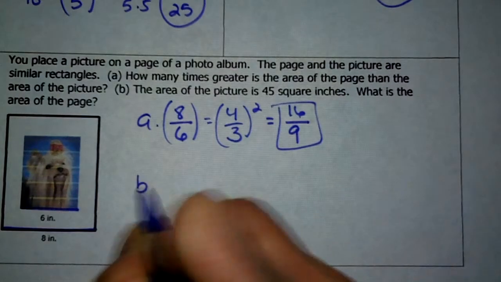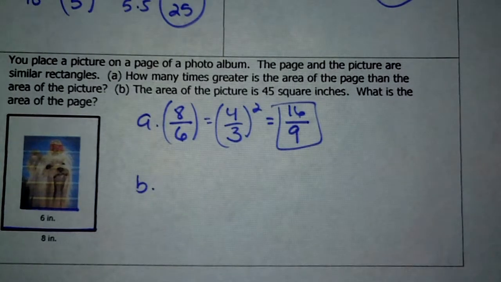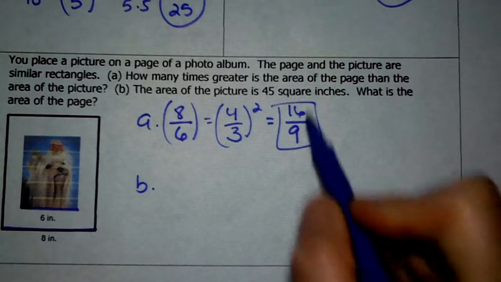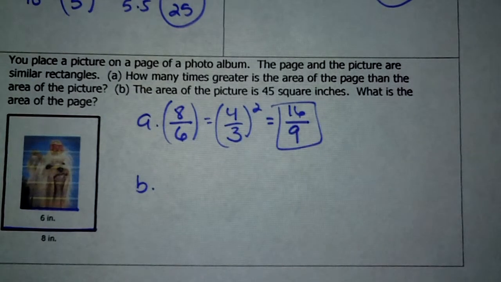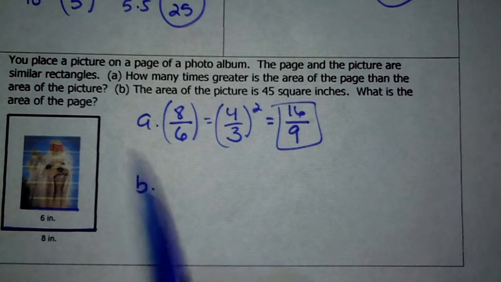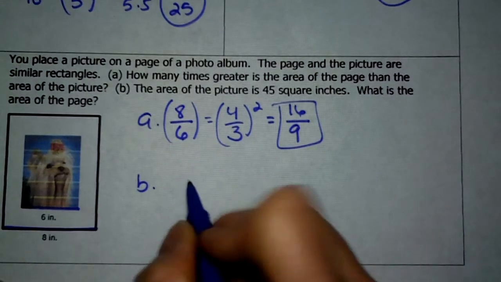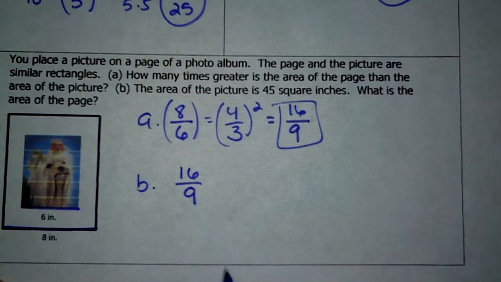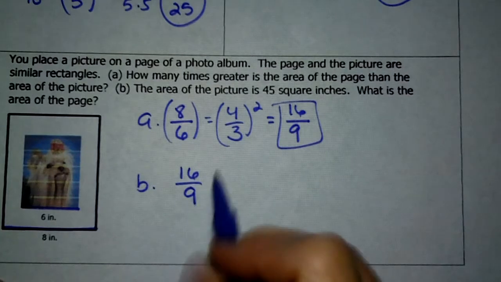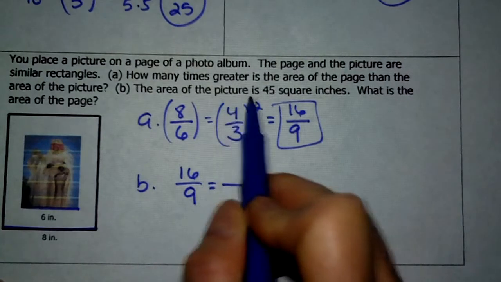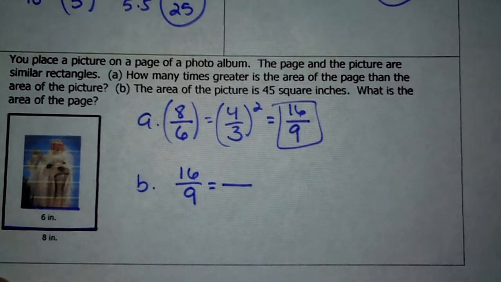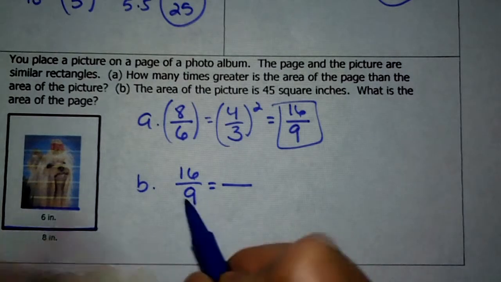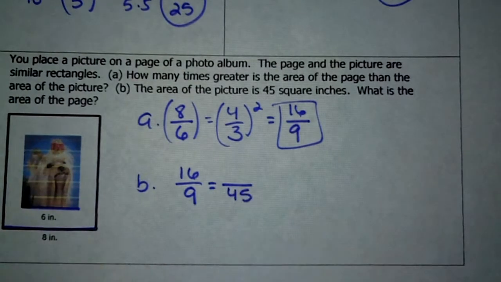Okay, letter B. It says the area of the picture is 45 square inches. What is the area of the page? Okay, kind of tricky here. I know that the ratio of the areas is 16/9, and then you are given this 45, right? So I'm going to set this up as a proportion. I have 16/9, right? And notice this is the page, this is the picture. I tell you the area of the picture is 45 square inches. So where do I put the 45? The area of the picture, right? The smaller one's the picture. I'm going to put 45 across from that.